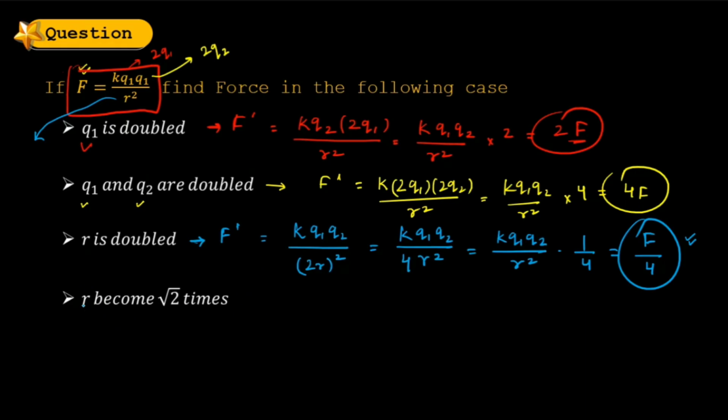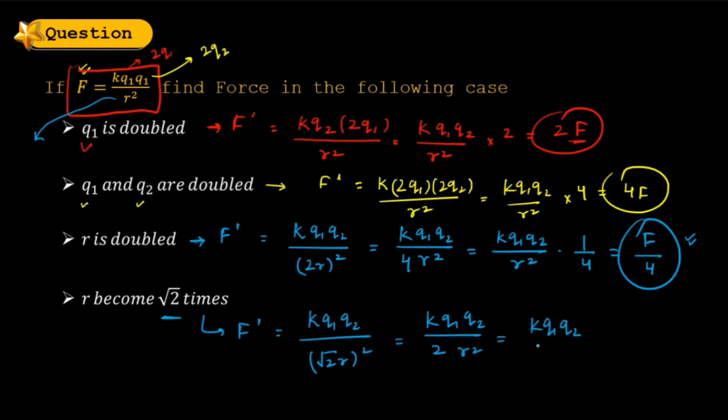Another case: if R becomes root 2 times. Again, we'll simply substitute the value of R as root 2R. So K Q1 Q2, in place of R square, we'll write root 2R whole square. So here we are going to have K Q1 Q2 over 2R square, since root 2 square is 2. So we can say that the force will be reduced to half of its initial value. These are a few cases where you can analyze how force will change if the charge and the distance between the charges are changed. Again, an important thing that you need to remember. Clear?